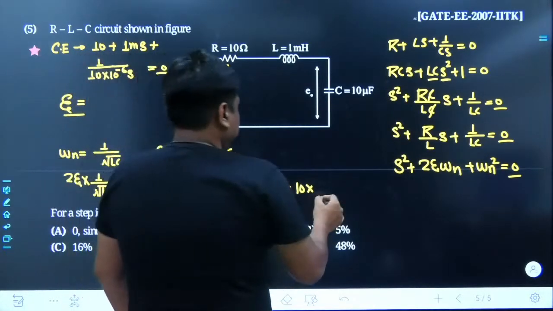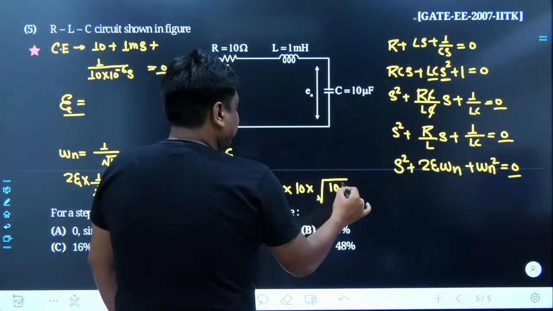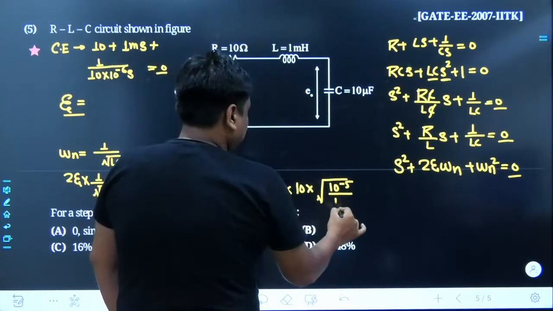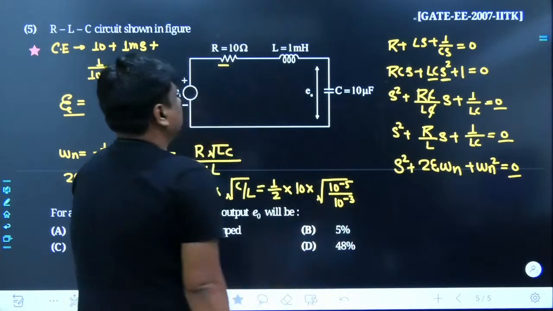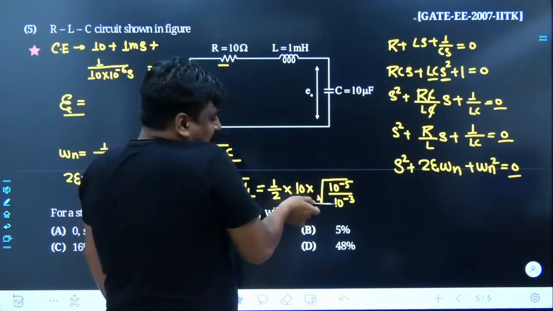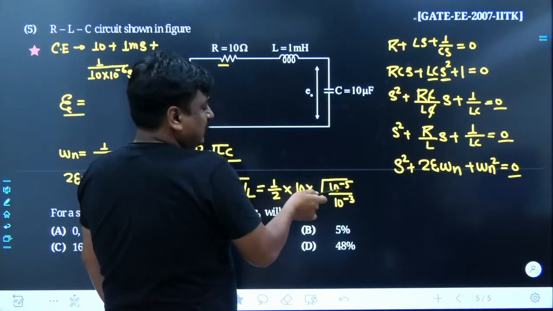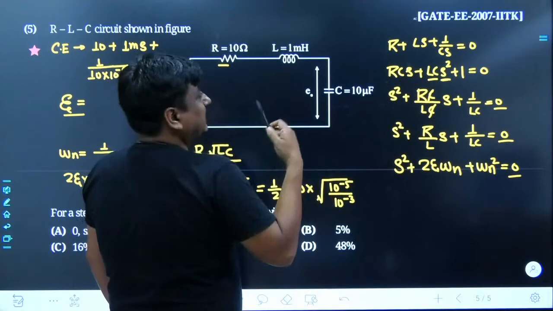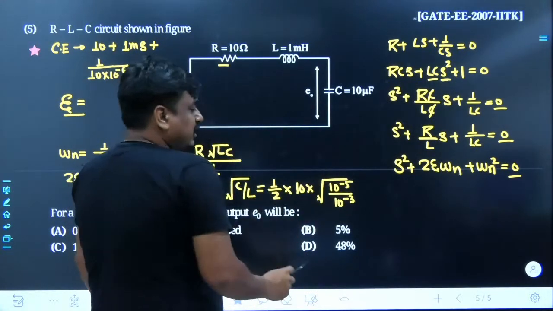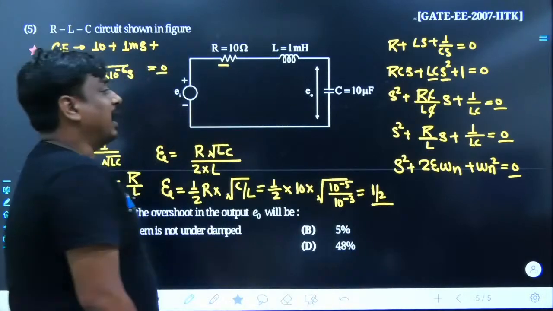Root over of C, which is 10 into 10 to the power of minus 6, that is 10 to the power of minus 5, divided by the value of L, which is 10 to the power of minus 3. Put together how much is the value? It is 10 to the power of minus 5 divided by 10 to the power of minus 3, that becomes 10 to the power of minus 2. 10 to the power of minus 2 raised to the power of half is 10 to the power of minus 1. 10 to the power of minus 1 into 10 is simply going to be 1, and the value of zeta which we are going to get is simply going to be half.